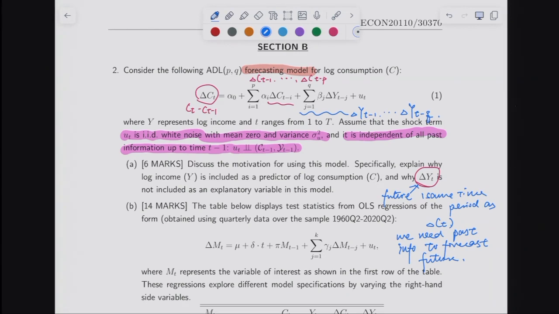Had we included the delta YT, then obviously we can change the assumption to that the UT is independent of all past information of Y up to the current time period. But sometimes we can also just keep this assumption, and basically that is also something that's logical, right? The shock at the current time period is likely affecting both income and consumption.